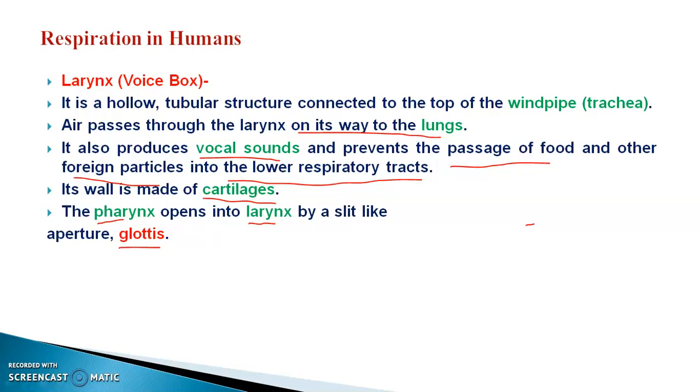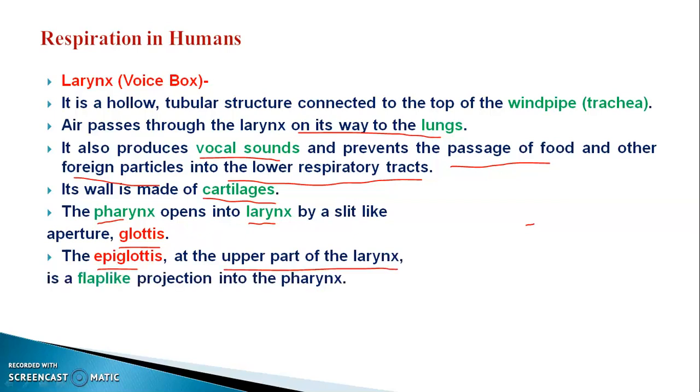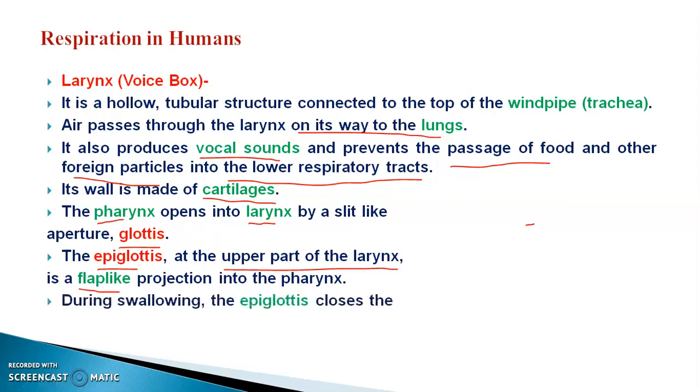So this is a very important point, where the pharynx opens into the larynx. And there is one more important structure, that is the epiglottis. This epiglottis is present at the upper part of the larynx, and it is just a flap-like projection which prevents the entry of food into the respiratory tract. So when we consume food, during the swallowing of the food material, this epiglottis closes the glottis and checks the food from entering it.